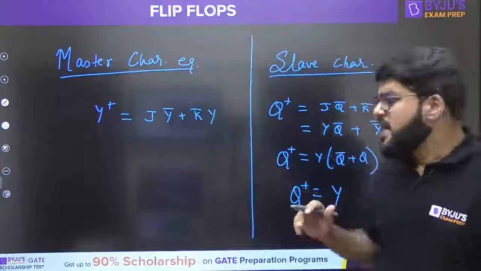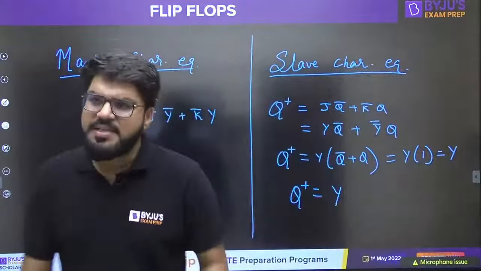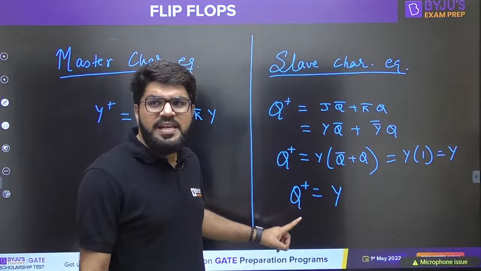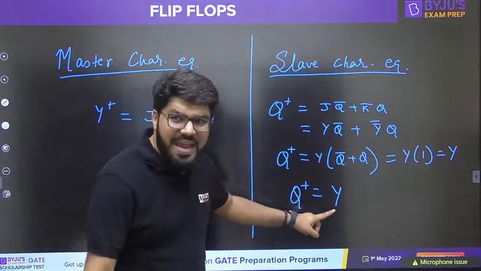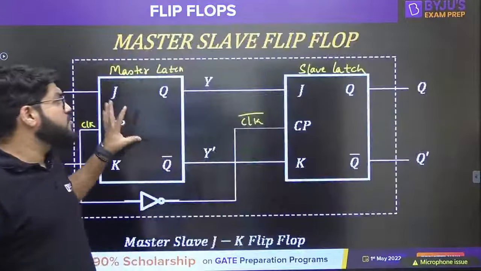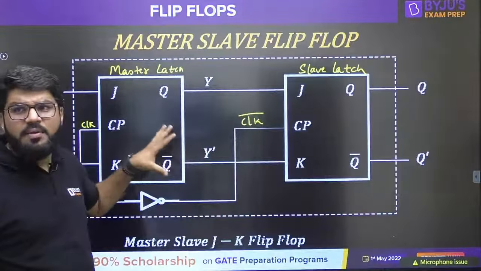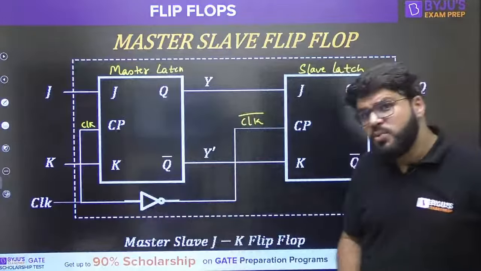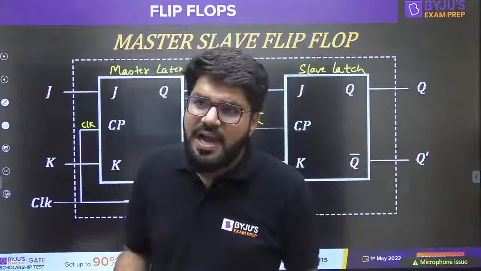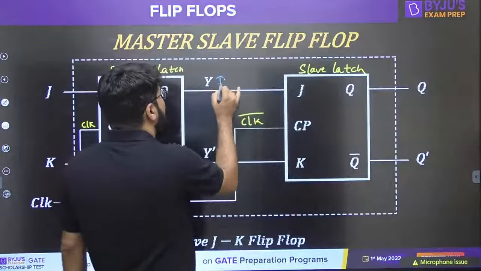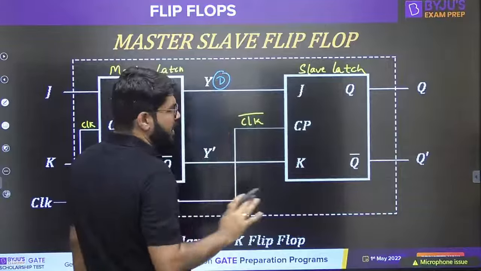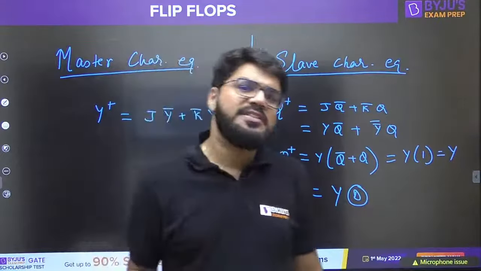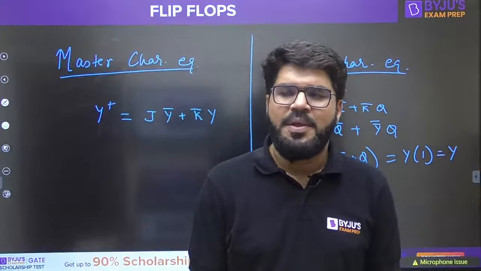That means this equation itself makes it clear what the output of the slave is. It is Y, which was produced by the master. So the master will compute and produce the variable known as Y, and the slave will just copy that variable. If you recall from the previous two classes, suppose I call this Y equal to D, so Q plus is equal to Y, or Q plus equal to D, that is the functionality of nothing but a D latch.